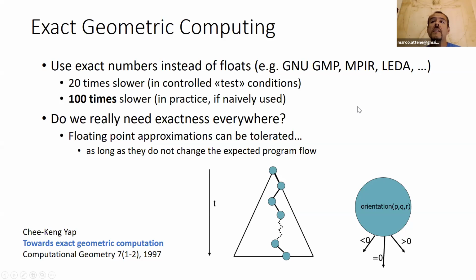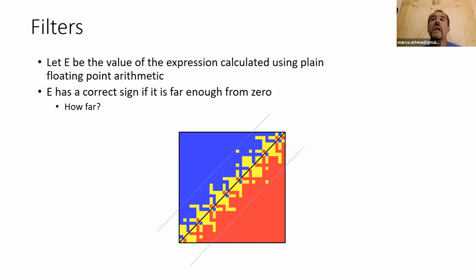Fortunately, in most cases, we just need to guarantee that the program flow is correct. And to achieve this result, floating point arithmetic can still be exploited. If the expression of our predicate is evaluated using floating point arithmetic, but its value is far enough from 0, then we can guarantee that its sign is correct. The point here is to establish how far it must be to have these guarantees.